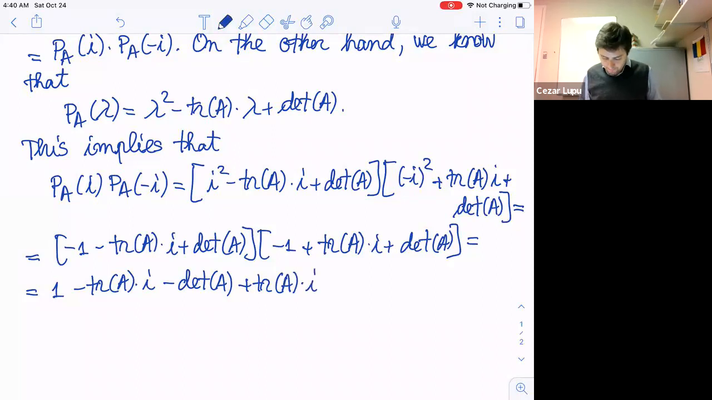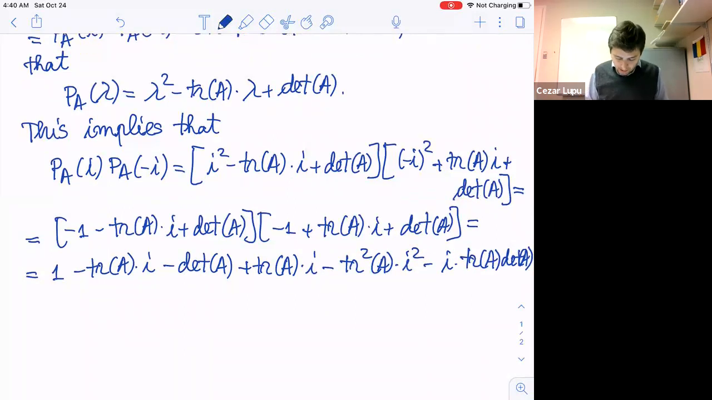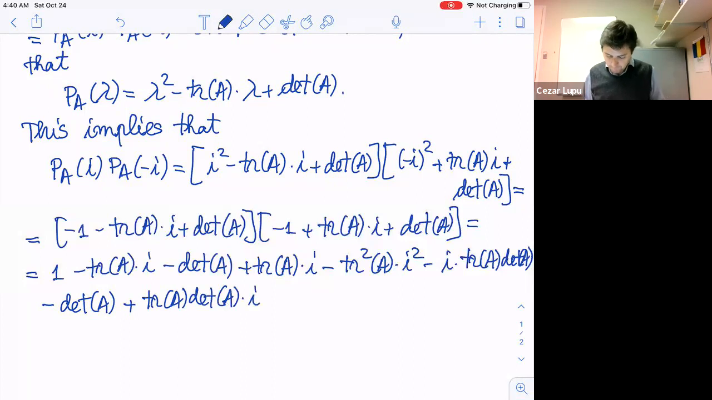Okay. Minus trace squared of A times I squared, minus I times trace of A times the determinant of A. All right, and now the last term will be minus determinant of A plus trace of A, determinant of A times I plus the determinant squared of A.